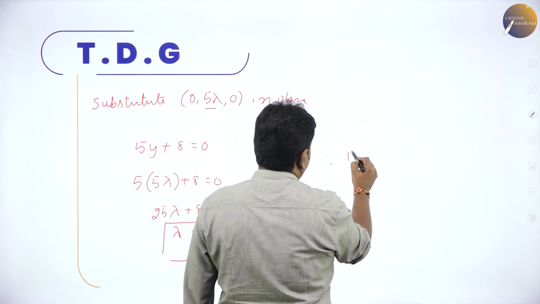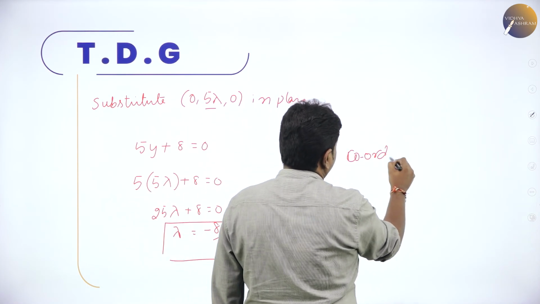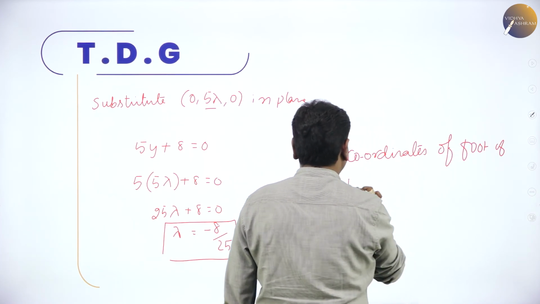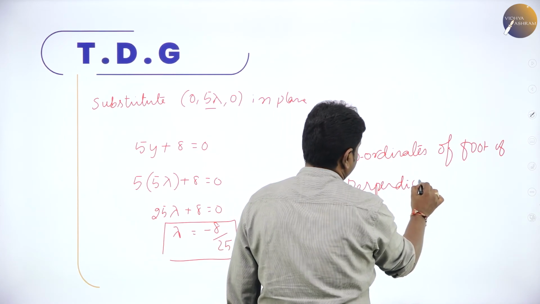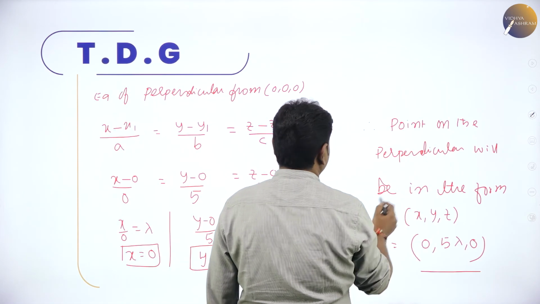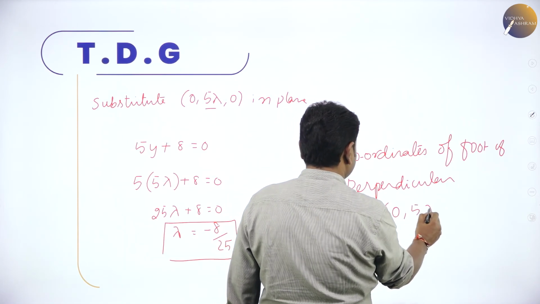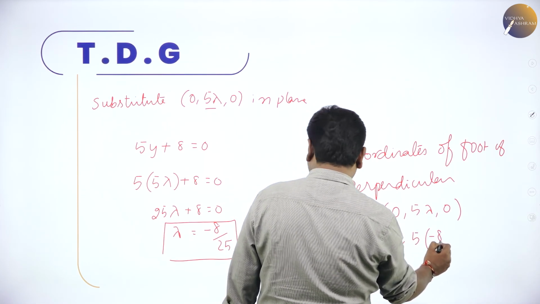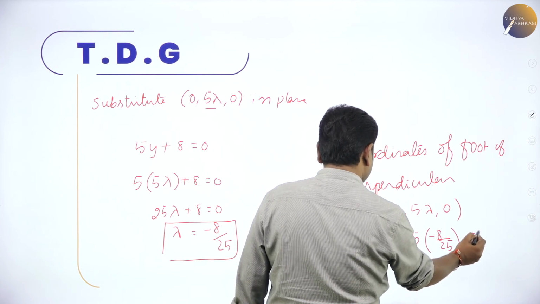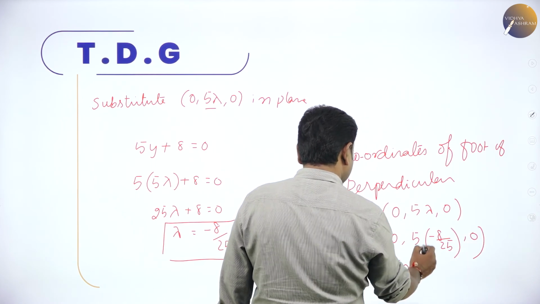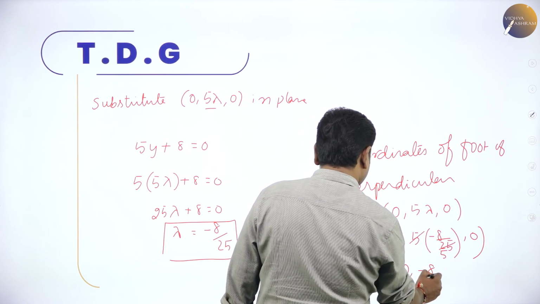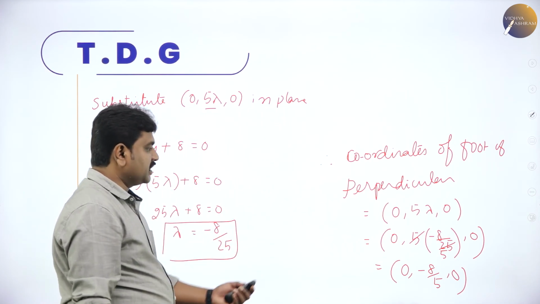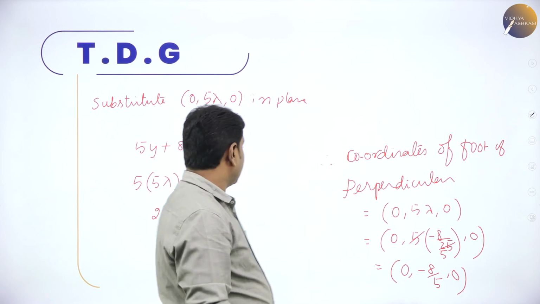Therefore the coordinates of the foot of perpendicular, which they want, is what we assumed: 0, 5 lambda, 0. That is 0, 5 times minus 8 by 25, 0. Further that becomes 0, minus 8 by 5, 0. This is the foot of perpendicular. So I substitute the value of lambda in the place of lambda, and I get this value. Now we got the foot.